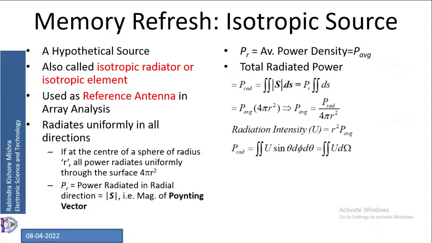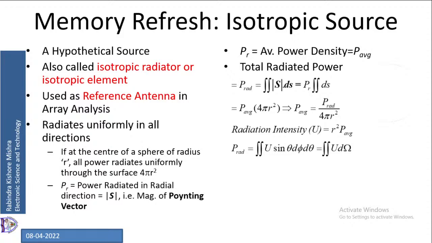So you can write it this way, integration of S over ds. Since amplitude of S is equal to PR, take PR outside the integration. It is independent of ds. PR is a constant with respect to ds. So PR integration over ds. When you integrate over ds, that gives you 4 pi r square. This is for the isotropic source.